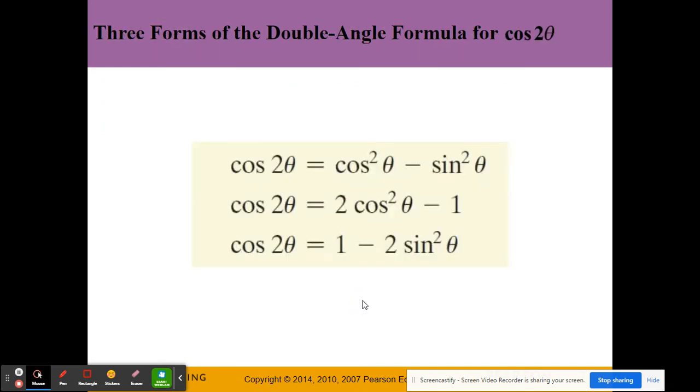These are other forms of that cosine 2 theta. So the top line here is what you've already written down. These are just other forms of it that you may find useful in the practice. So I would write them down as well.